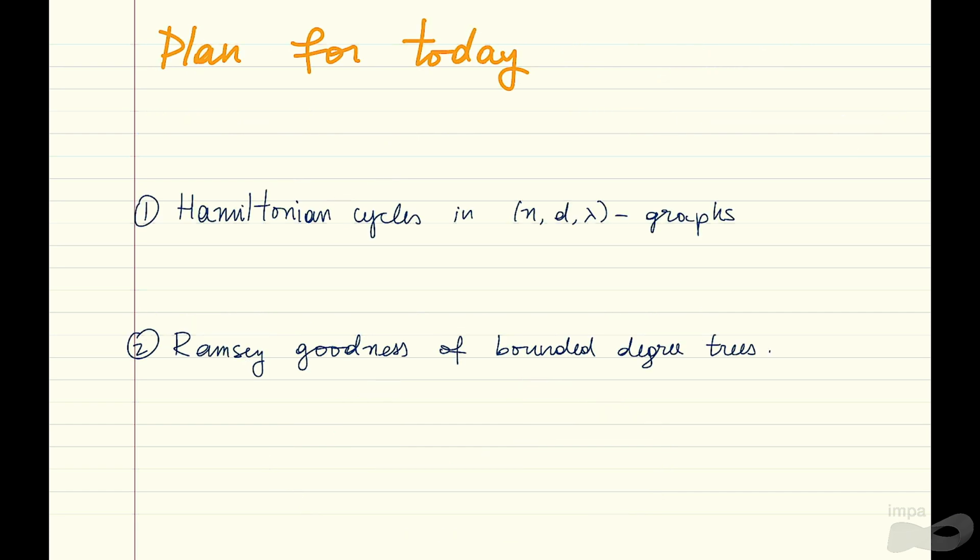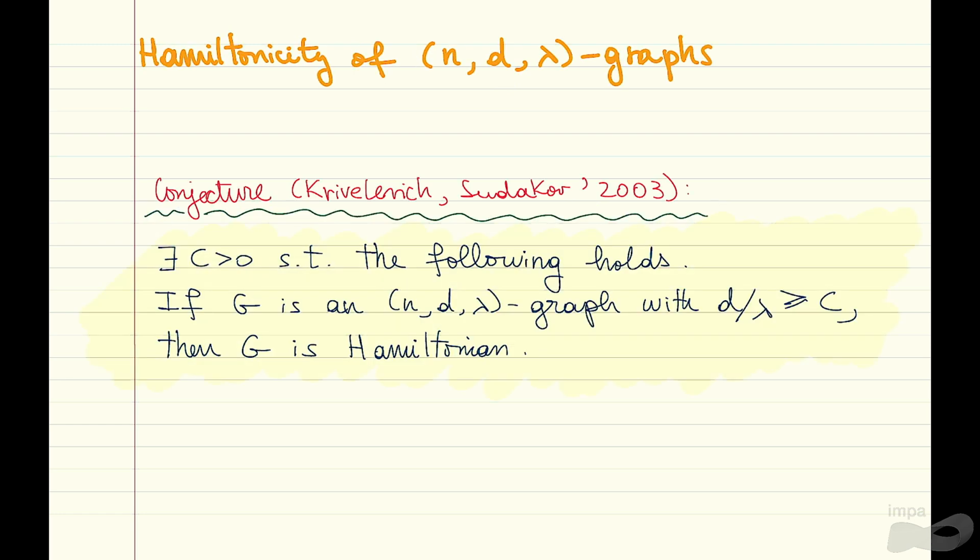So my plan for today is to try to convince you that this method is very useful for finding, for example, Hamiltonian cycles in (n,d,λ)-graphs, and also, if I have time, for studying Ramsey problems, in this case for bounded degree trees, but it can also be used to study Ramsey goodness for cycles, for example. Okay, any question before I go to the next slide? Okay, good.